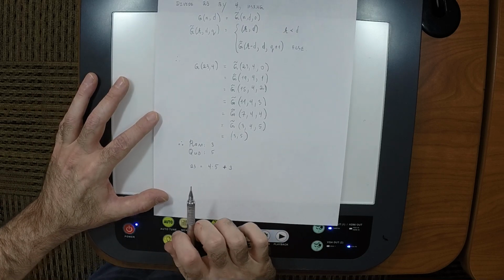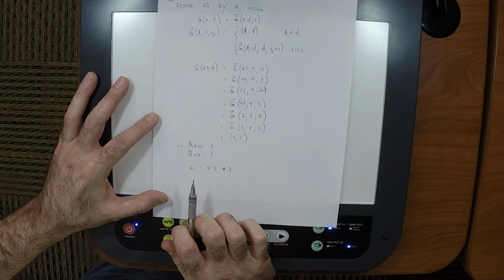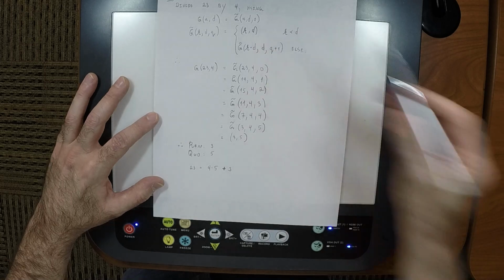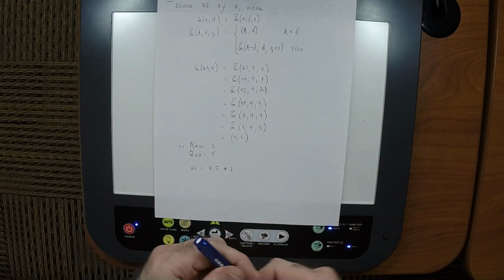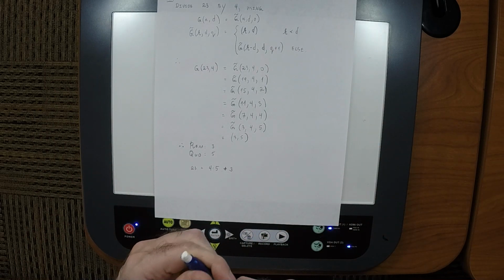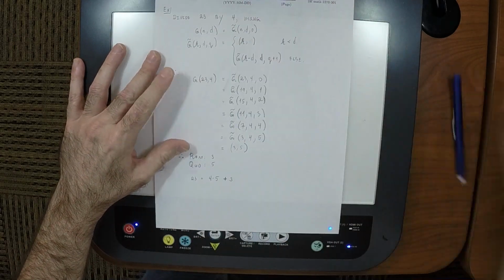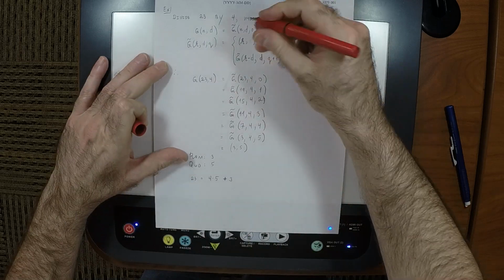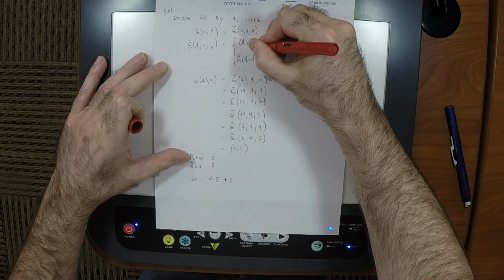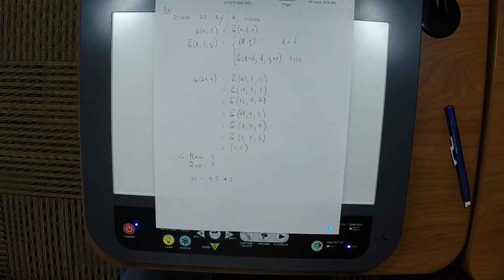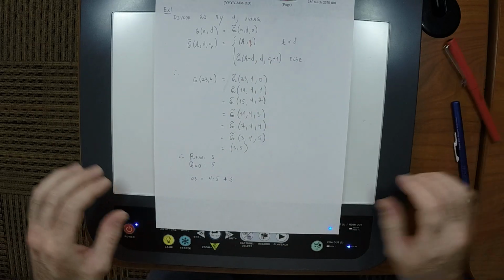Yes? Should the first clause be RQ? Because if it's D, isn't it? Oh, yeah, thank you. Yeah, I agree. So this thing that I'm writing in red, it was previously a D, but of course that has to be a Q. Good. Other questions?